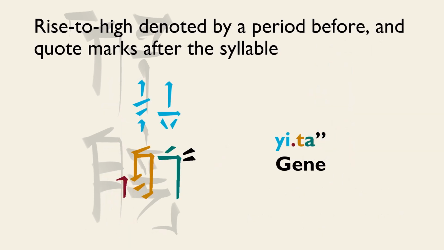Like the true high syllables we met earlier, a rise to high is denoted by quote marks after the syllable. It will usually be at the end of the word, and likewise the quote marks in SRX will come at the end of the syllable. There are currently no examples where you get a rise to high inside a word, only at the end.